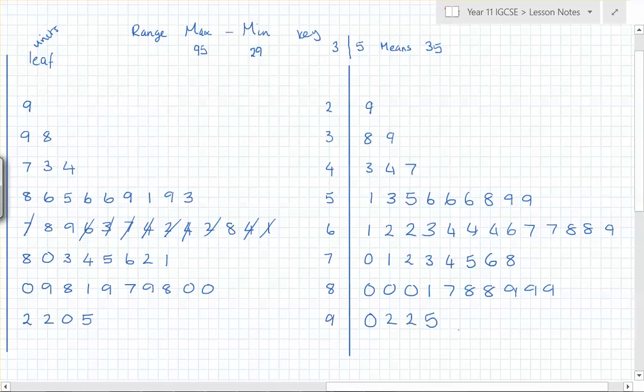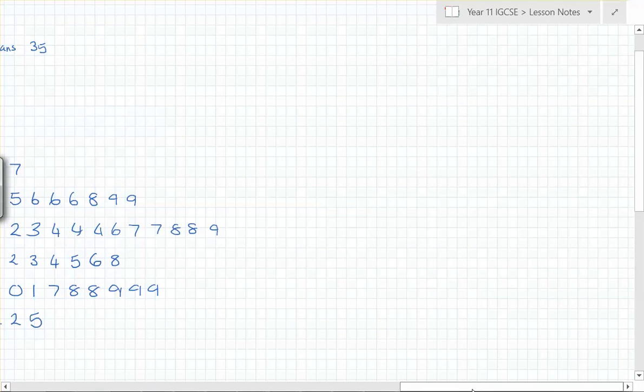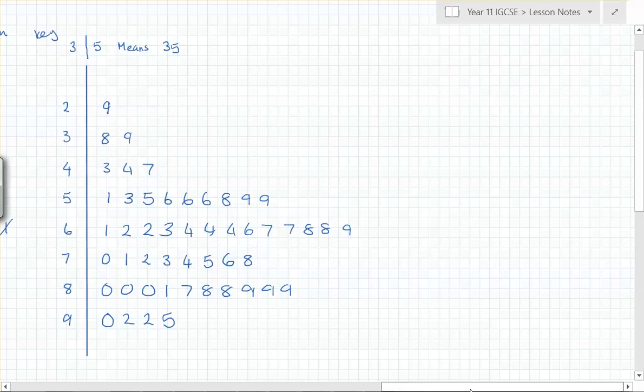But what's actually important now, what you will definitely have to do in an exam, is go from this stem and leaf diagram and be able to pick out certain values. Right? So, what we need to be able to do is find the median value. Okay, so let's have a discuss. How do we find the median value for a data set?